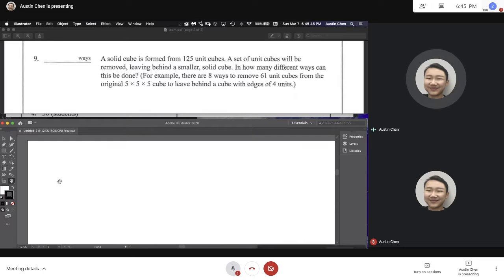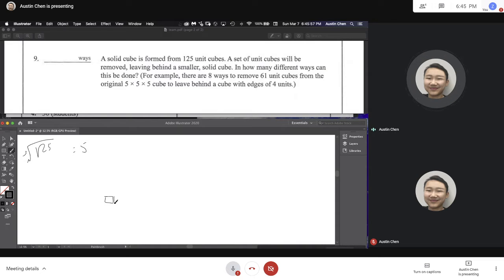Okay, so basically what we have here is a solid cube from 125 unit cubes, right? 125 cube rooted is 5, right? So that means we're forming a cube with a side length of 5, composed of a bunch of unit cubes. We want to find how many ways we can take away cubes so that we are left with another cube, and the cube that we're left with can be of any dimension.